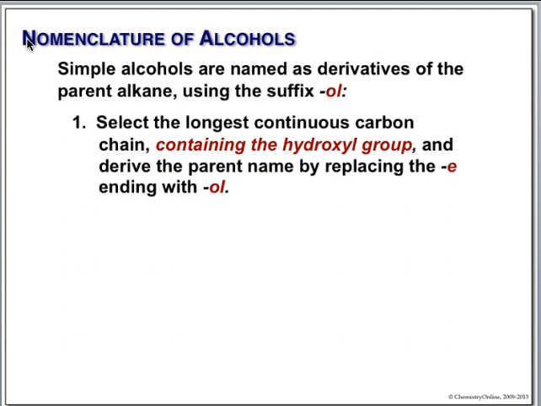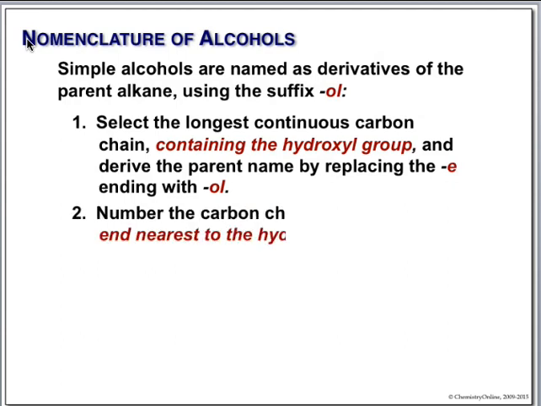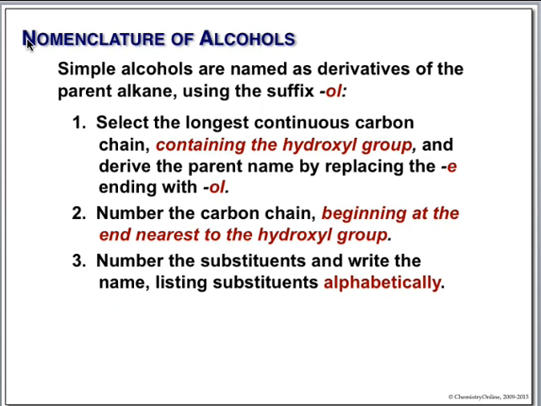For nomenclature, you want to pick your parent chain such that it contains the hydroxyl group. We'll take the root and we'll replace the E with OL. We'll number in order to give the hydroxyl group the lowest possible number. And of course, we're going to do substituents alphabetically. Pretty much a standard set of rules. Just remember the alcohol is a high priority, and therefore it will take charge in terms of the numbering and the parent chain.